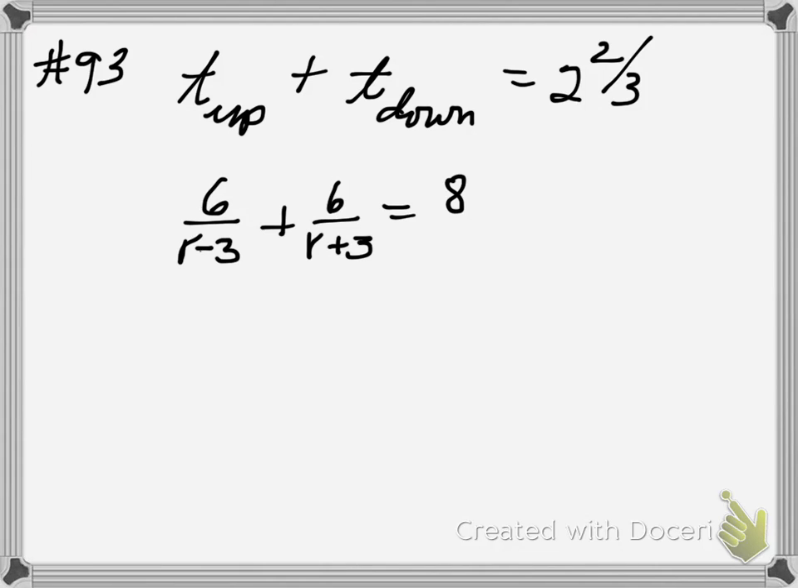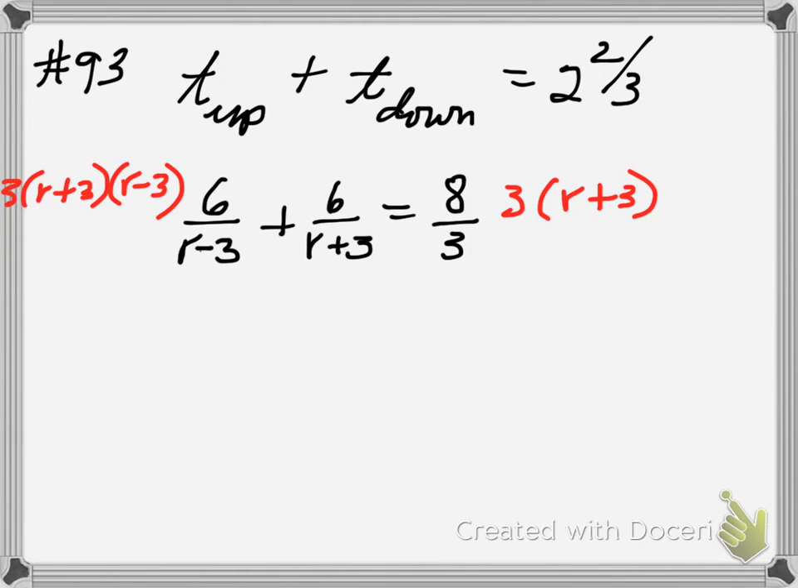And let's go ahead and take that mixed fraction and write it as an improper fraction. So time up plus time down is equal to 2 2/3. My common denominator is going to have a 3 in it, an r plus 3 in it, and an r minus 3 in it. So I'm just going to multiply both sides of the equation by the least common denominator. Remember, when you multiply both sides, you've got to distribute that across the entire expression. And when you do that, those denominators are going to simplify out.